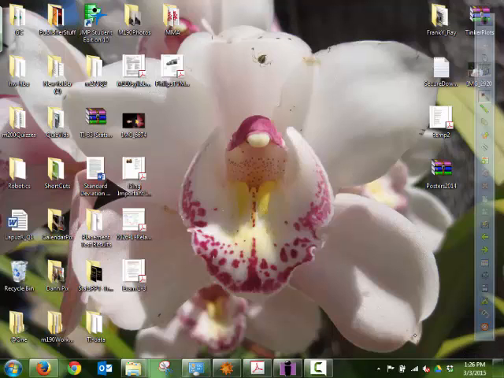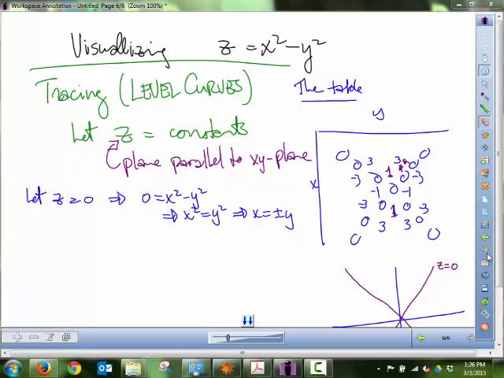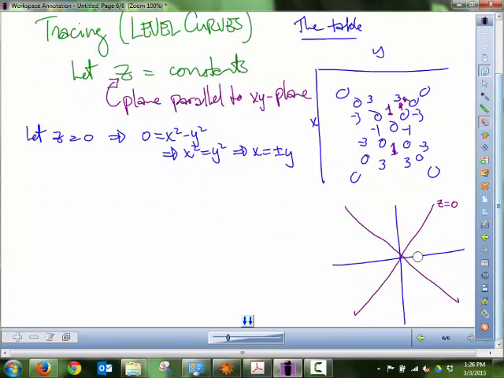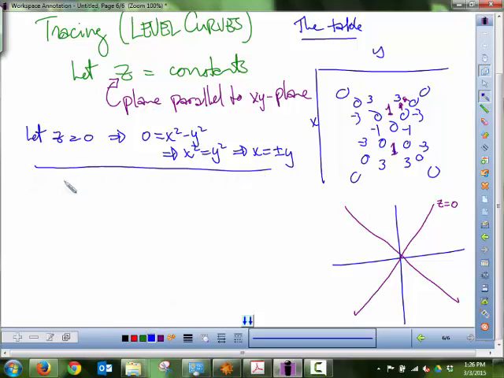So that's one level curve. Let's do another level curve. z is equal to 1. This is what I was trying to explain here numerically. But when z is equal to 1, you get x squared minus y squared equals 1. And so if you remember what this is, what? Hyperbola.